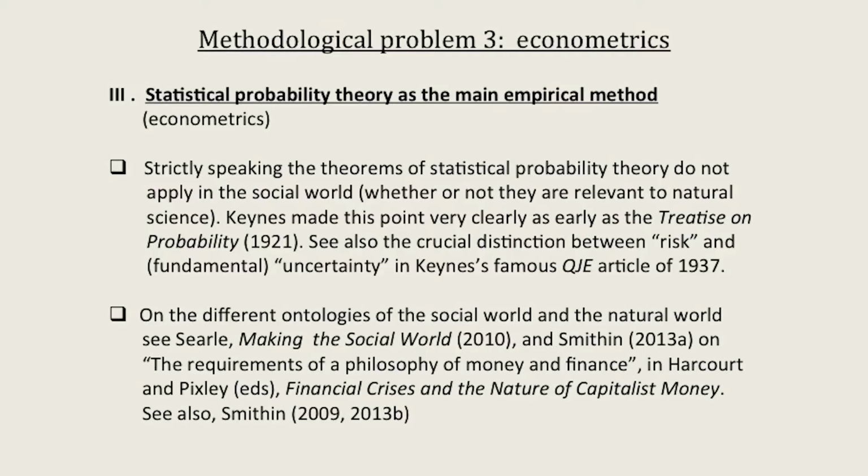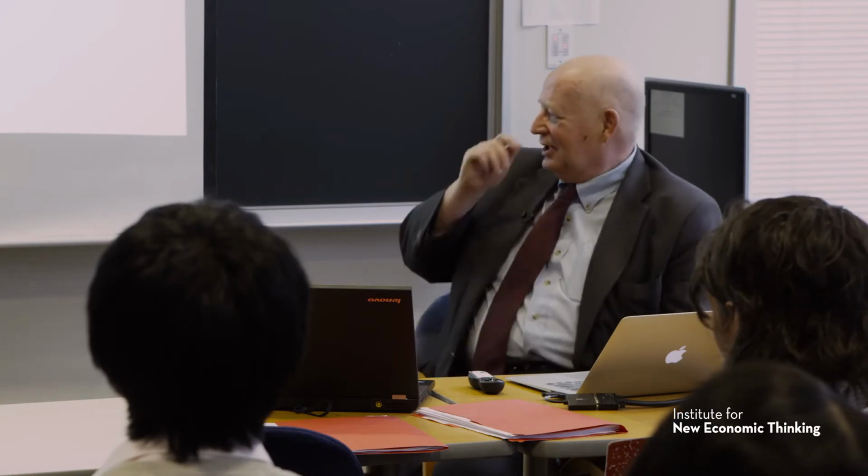On the topic of the different ontologies of the social world and the natural world, and therefore the different ontology of money to any commodity, I like actually Searle's work, the philosopher John Searle, Making the Social World. There's also my article in a Festschrift for Jeff Ingham, Requirements of a Philosophy of Money and Finance. So we rule out statistical probability theory or econometrics.